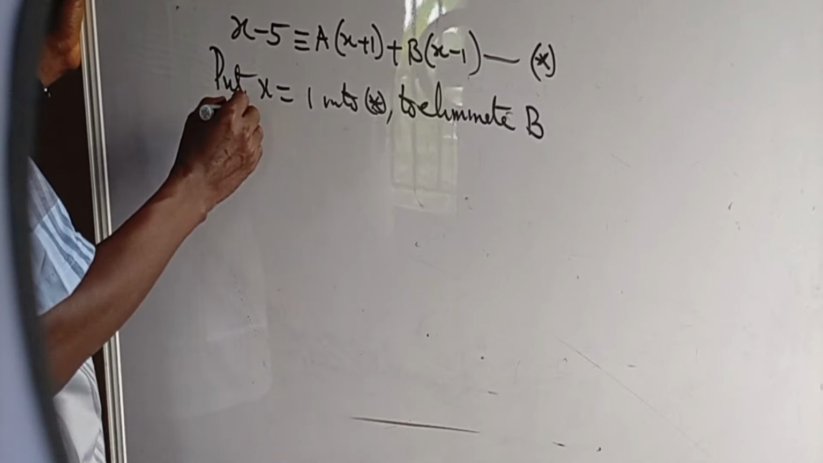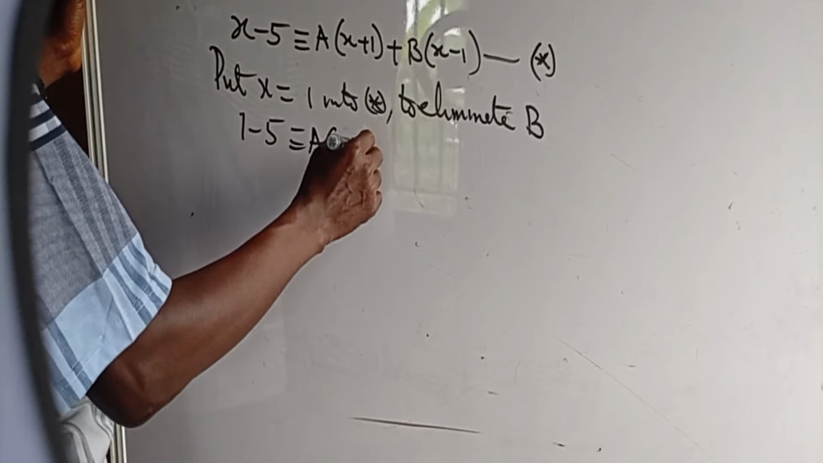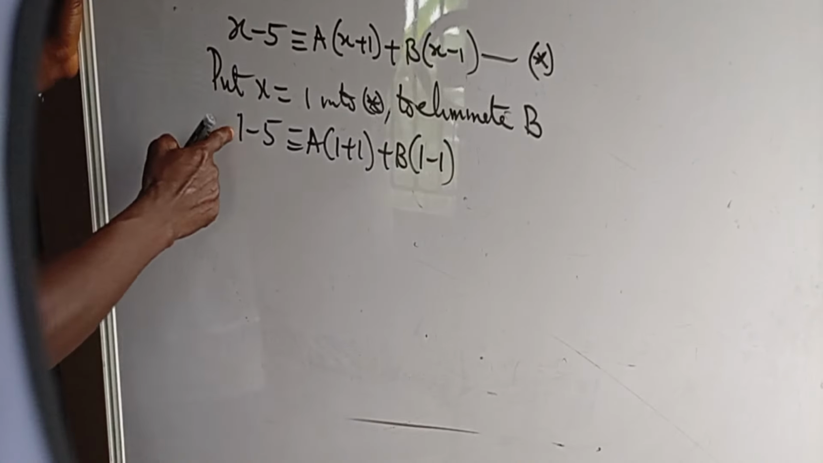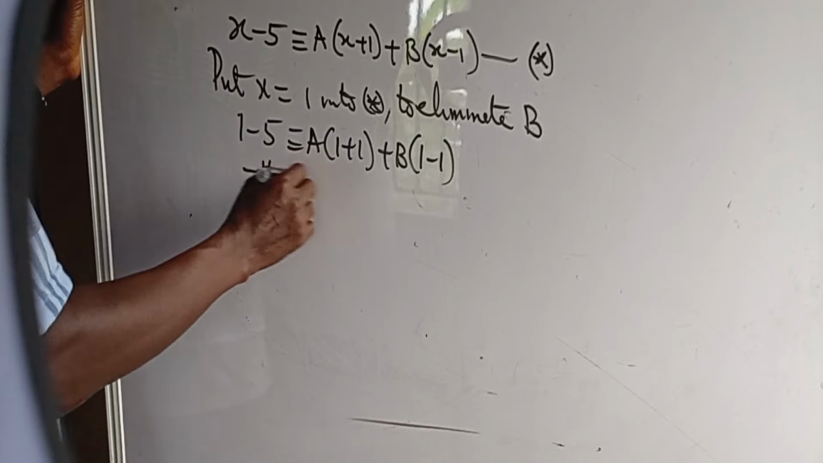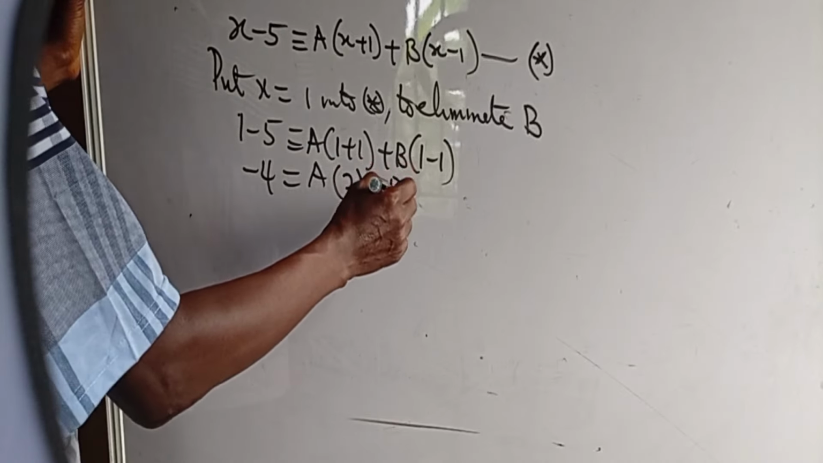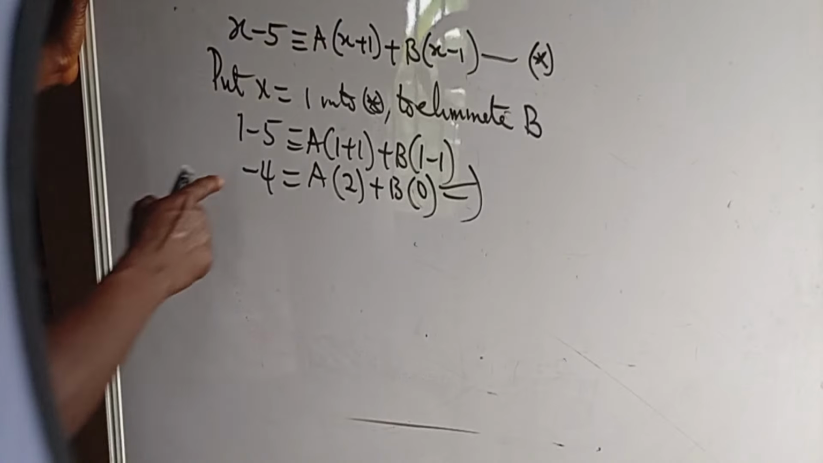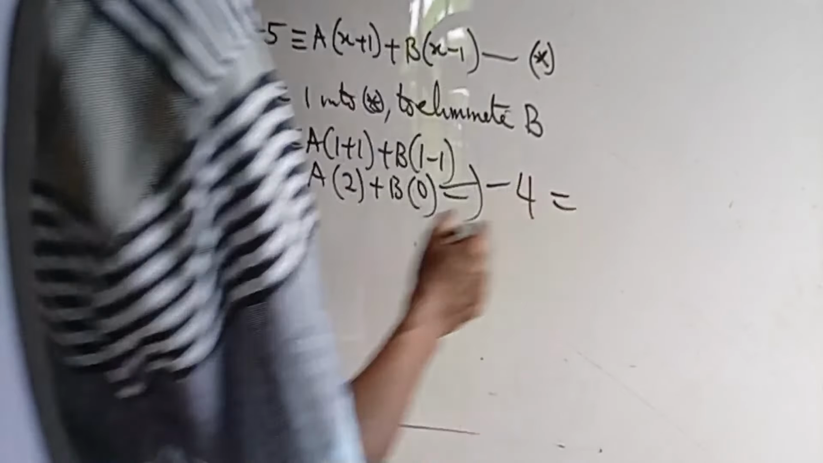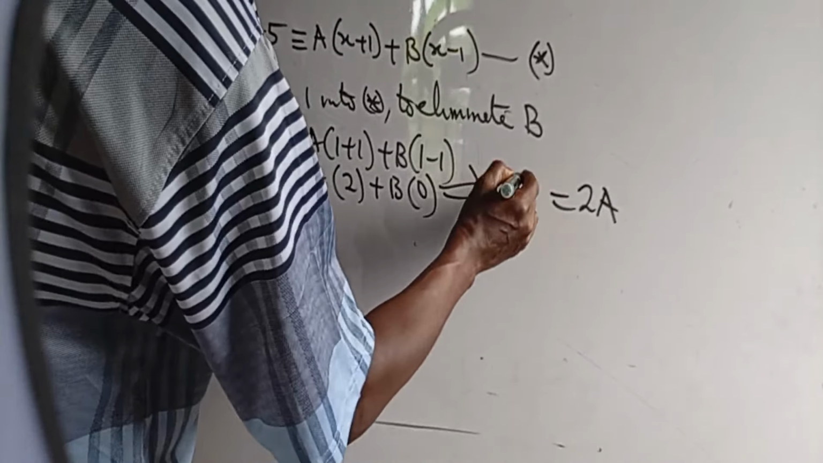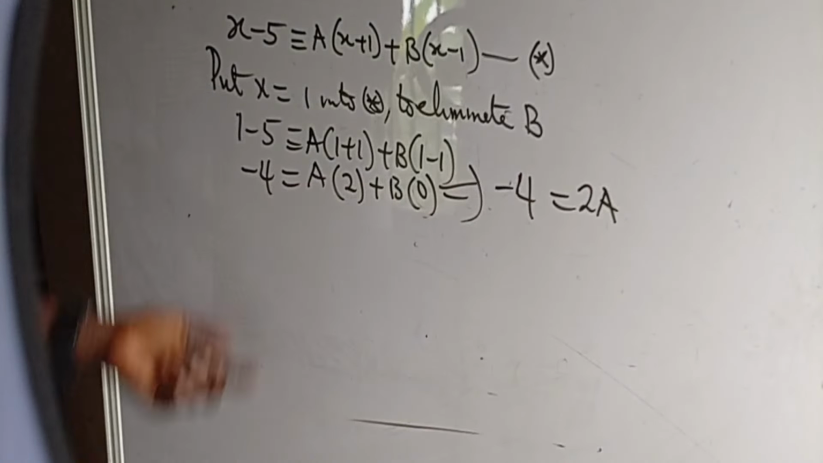1 minus 5 equals A into 1 plus 1 plus B into 1 minus 1. 1 minus 5 is minus 4 equals to A into what? 1 plus 1 is 2, plus B into 1 minus 1, that's 0. So that implies minus 4 equals to 2 times A is 2A plus B times 0 is 0. You don't need to bother yourself about that, because B times 0 is 0, so you don't need to write that again.